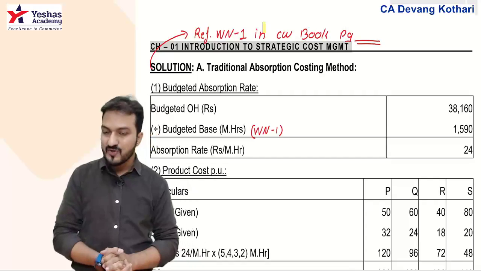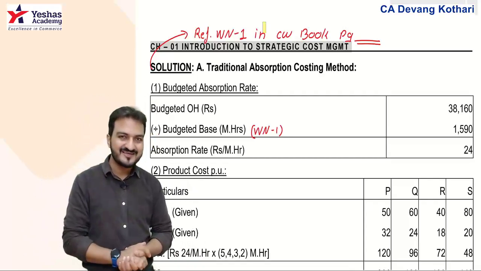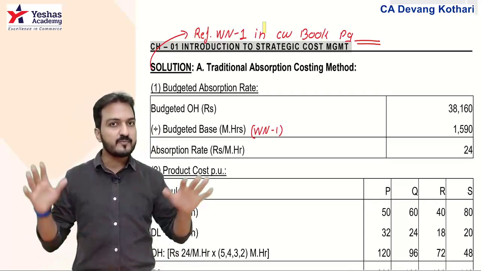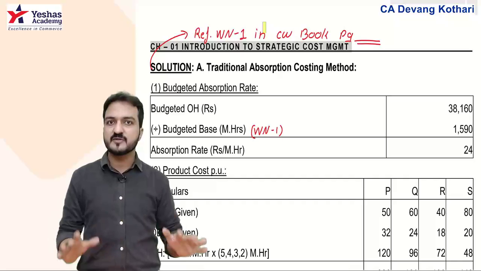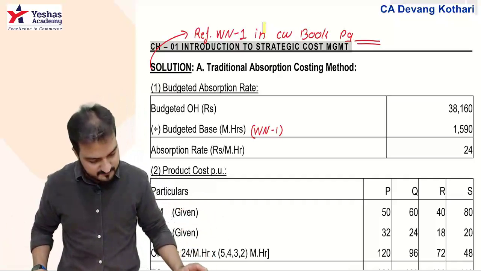Still, I have 2 more questions in the book which we will be discussing. But yes, we are almost done with the time. We'll be discussing those 2 more questions in the next session. But these questions cover all concepts about activity based costing. Done? Yes. Okay.